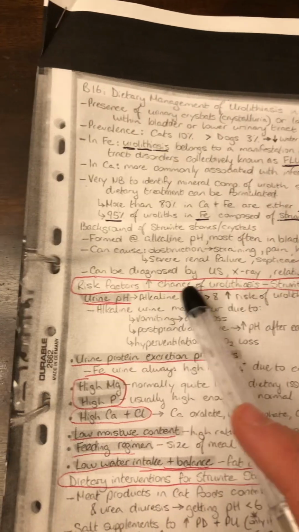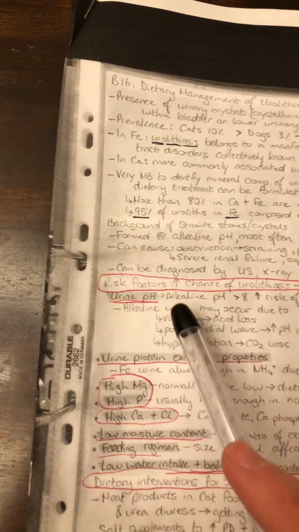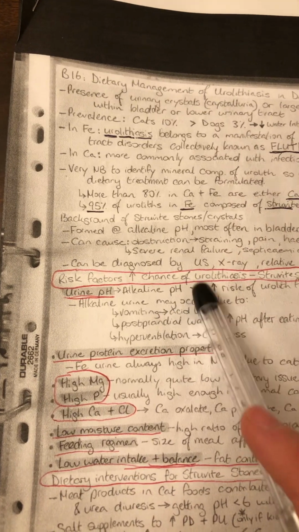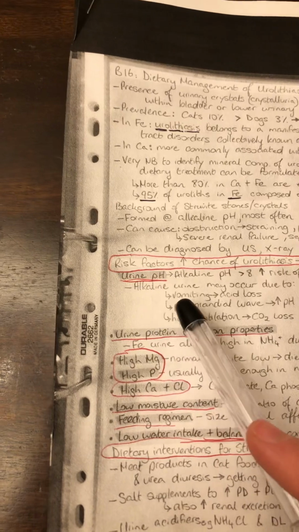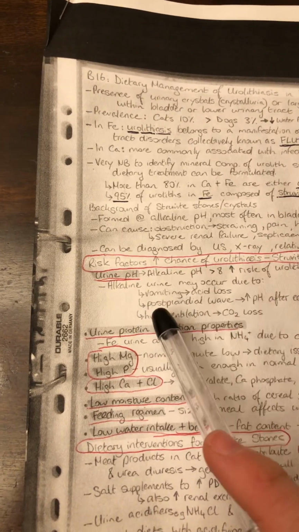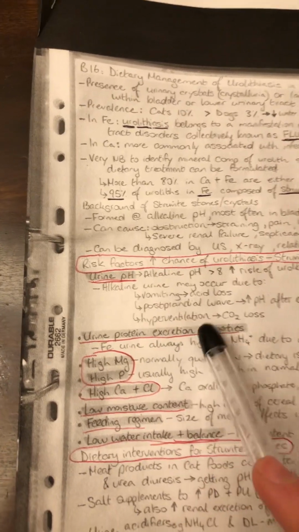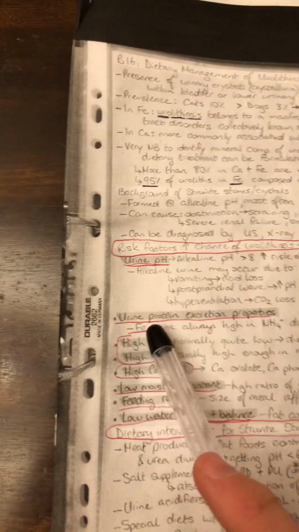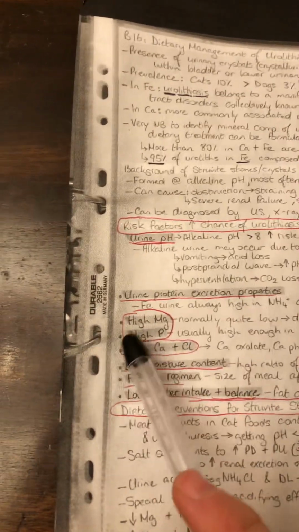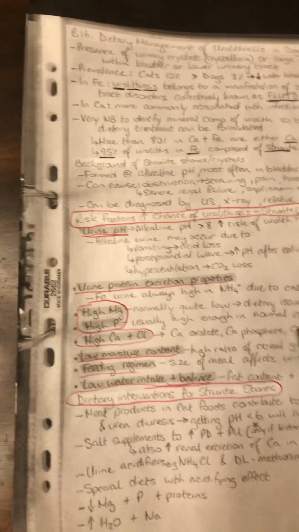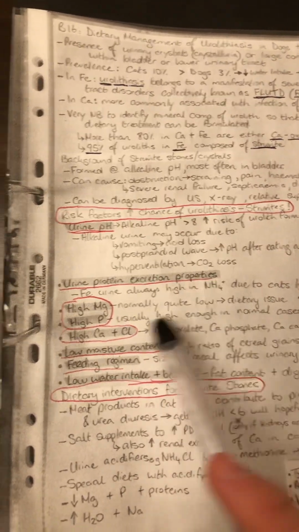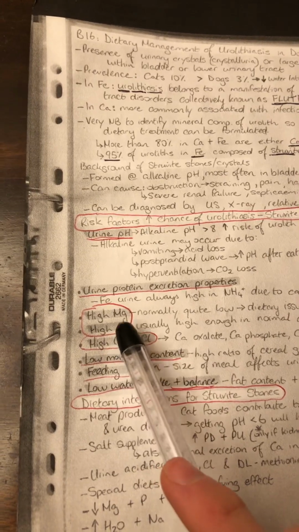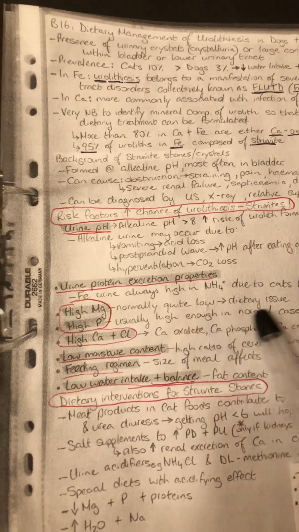The risk factors are increased urolithiasis, struvites, and the urine pH. The alkaline pH has to be more than 8. This is a risk of urolith formation, and it may be due to vomiting, which causes acid loss, and hyperventilation, which causes CO2 loss. In urine excretion properties, high magnesium and high potassium both cause struvite. High magnesium is normally quite low in the diet, but phosphate is usually high enough in normal cases.